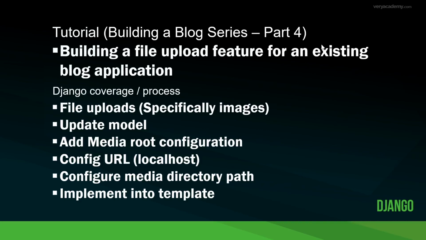So overall, we have created a file upload system with our existing blog. We updated the model, we added the media root configuration. Don't forget to configure the URL if you're working on localhost. And then we went through some of the different options for configuring the media directory path, and we've implemented it into our template.